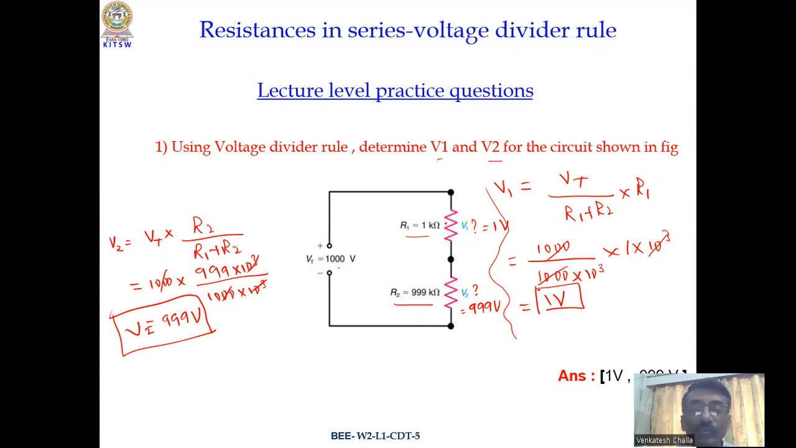See here, if two resistors are connected in series, the small resistor is 1 kilo ohm, the large resistor is 999 kilo ohms. The small resistor will have a small voltage and the large resistance will have a large voltage.